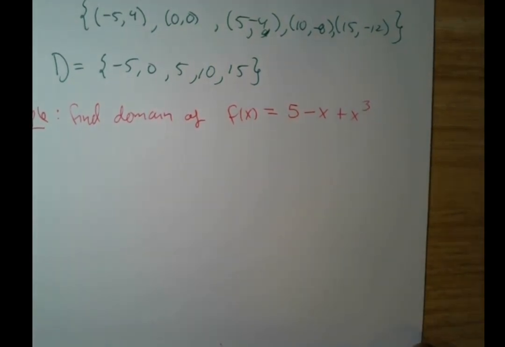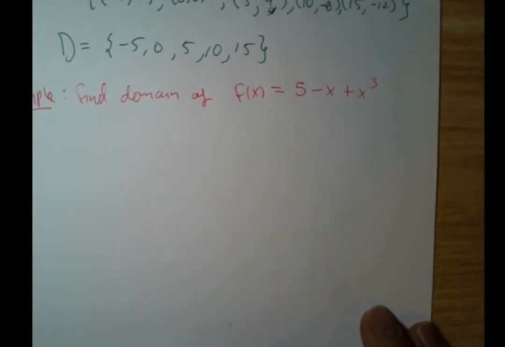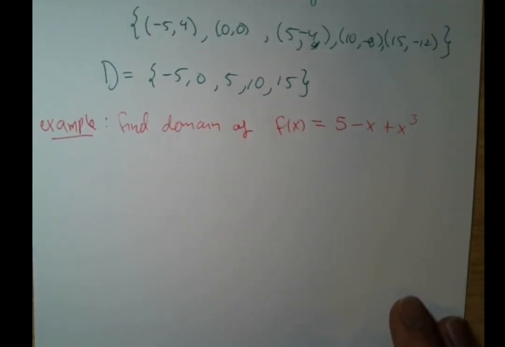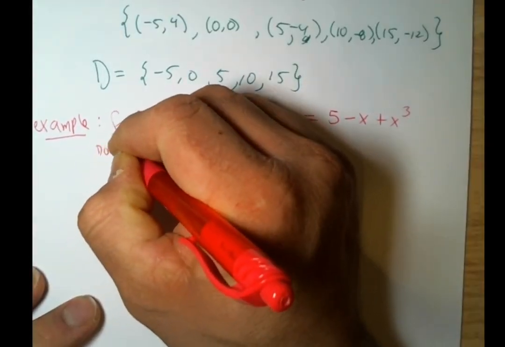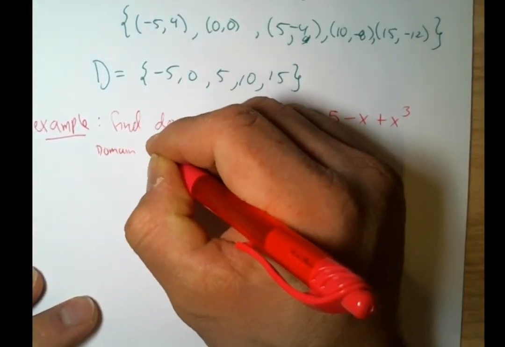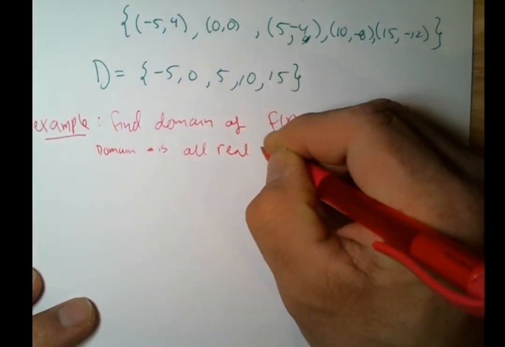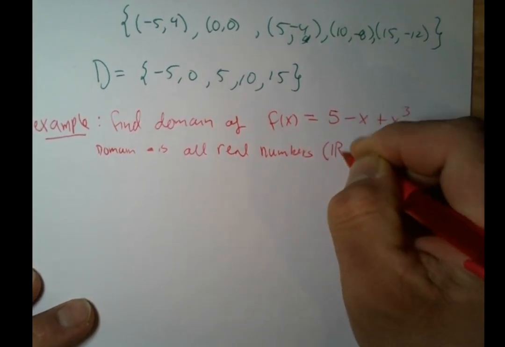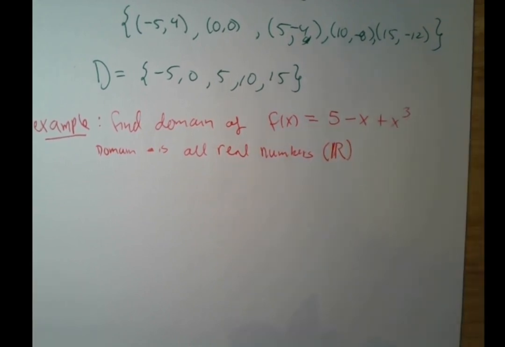Now, how can I represent that? We're going to look at 3 mathematical ways to represent it. Just using our words, we could say the domain is all real numbers. Using a fancy math notation, we use this fancy looking R here to represent all real numbers.